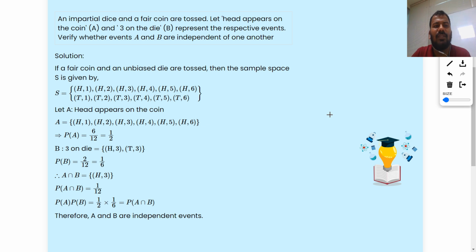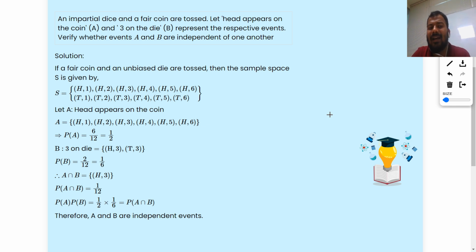Similarly, let's look into the second example. An impartial die, meaning you are going to get random results, and a fair coin are tossed. Let head appears on the coin be A and 3 appears on the die be B, representing the respective events. Verify whether events A and B are independent of one another. Of course, A and B are independent, but we need to still prove it.